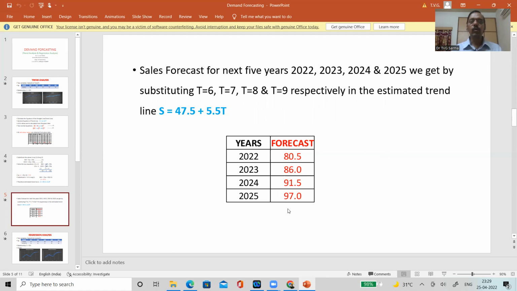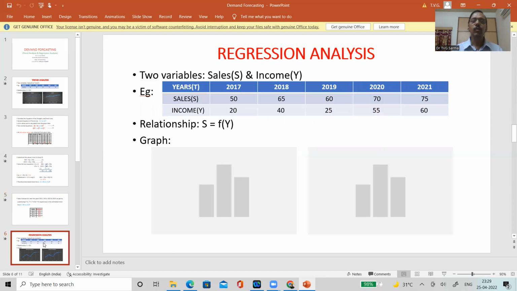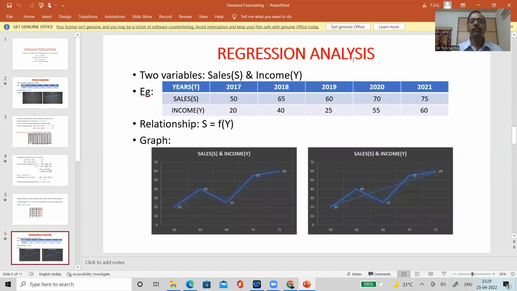Now, when we go to the next method, that is the regression analysis, the same methodology is followed, only the reference variables are different. In the last trend analysis, you might have seen that sales was studied in relation to time. Now, here we are trying to study sales in relation to income.